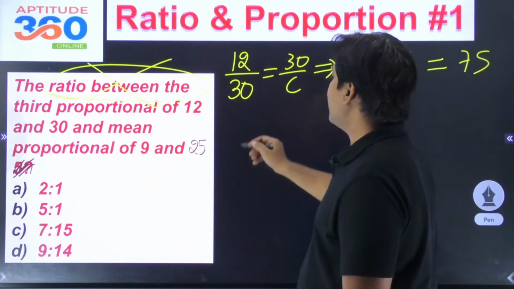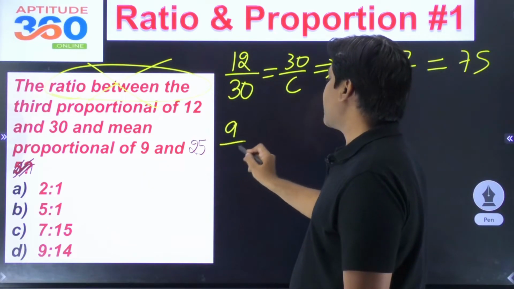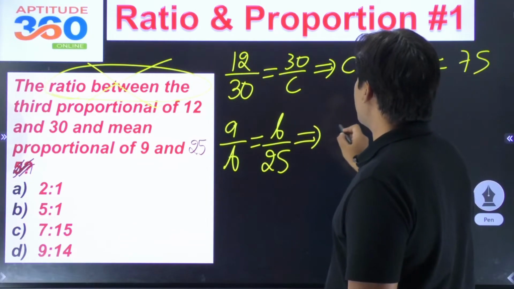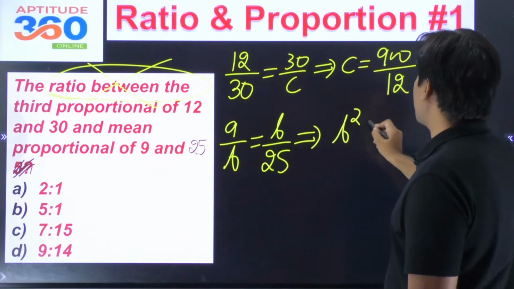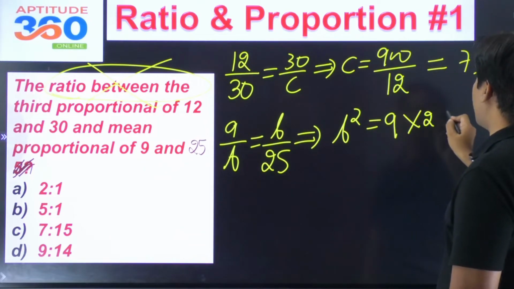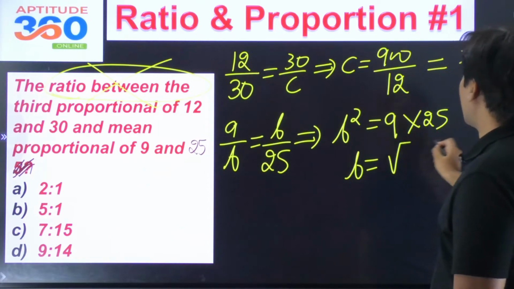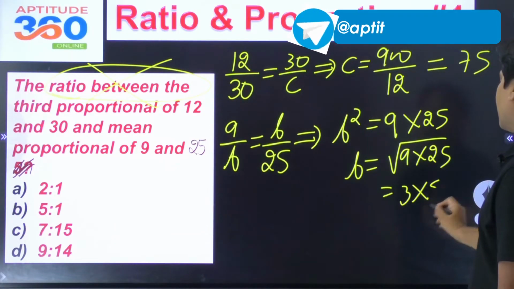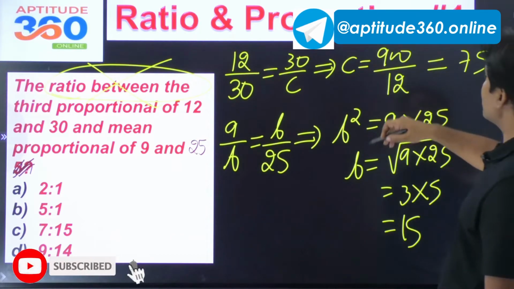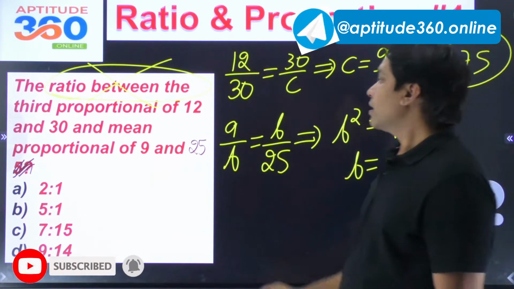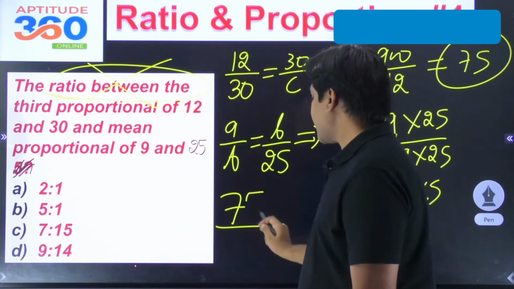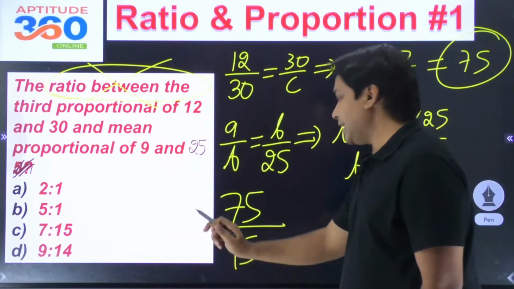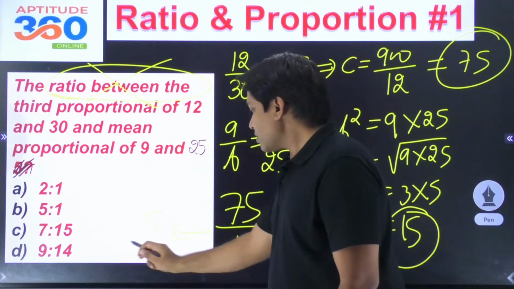And the mean of 9 and 25, so 9 divided by B is equal to B divided by 25. So what is going to be the value of B square? B square is going to be 9 into 25. So B comes out as 3 into 5, this is 15. So in this situation the third proportional is 75, whereas the mean proportional over here is 15. So what is this ratio? This ratio is 5:1.